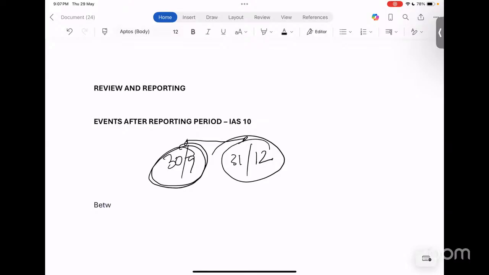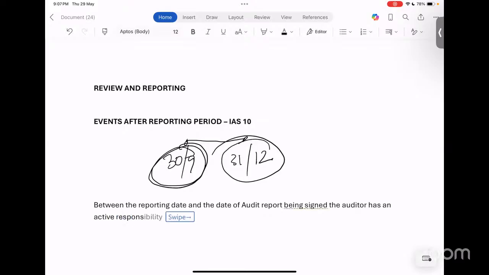So let us understand. Between the reporting date and the date of audit report being signed, the auditor has an active responsibility to look for such events, to identify any subsequent event which actually might impact the accounting treatment. You know, there can be such a subsequent event which is so material that it will have an adjustment to the financial statement. So as an auditor, you have an active responsibility to identify such events between the two dates of audit report being signed and issued.